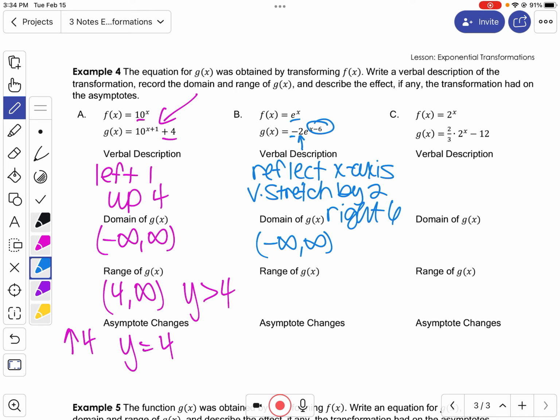So you can either write, since there was a reflection over the x-axis, that does change the range, but it's still approaching 0. So that would be negative infinity to 0, or y is less than 0, because again, there was a reflection over the x-axis, so it should be going down now. This is what I meant by didn't change. Your asymptote didn't change. It's still at y equals 0.